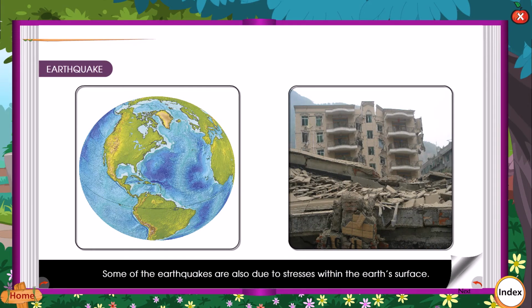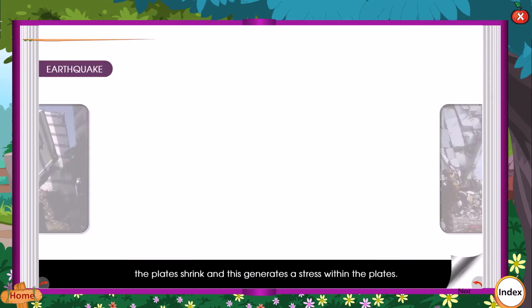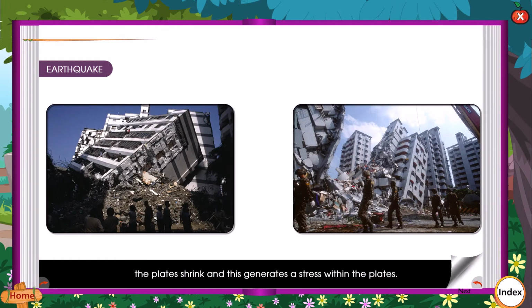Some earthquakes are also due to stresses within the earth's surface. For example, when the temperature becomes low, the plates shrink, and this generates a stress within the plates. Sometimes this stress breaks the plates. This gives a shake to the earth's crust and results in an earthquake.